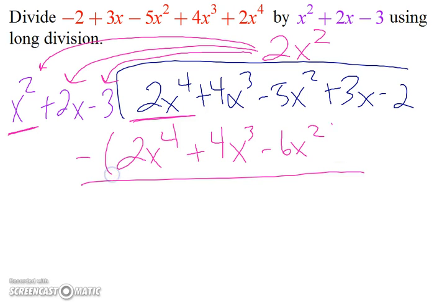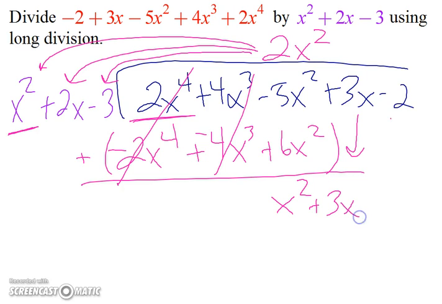I can now subtract these quantities, change that to plus, minus, minus, plus. These cancel out, and I'm left with x squared. I'm going to go ahead and bring down the 3x and the minus 2. Okay. I'm going to do that process again.